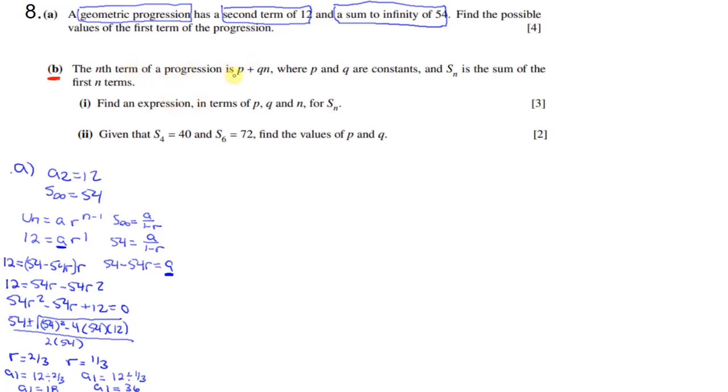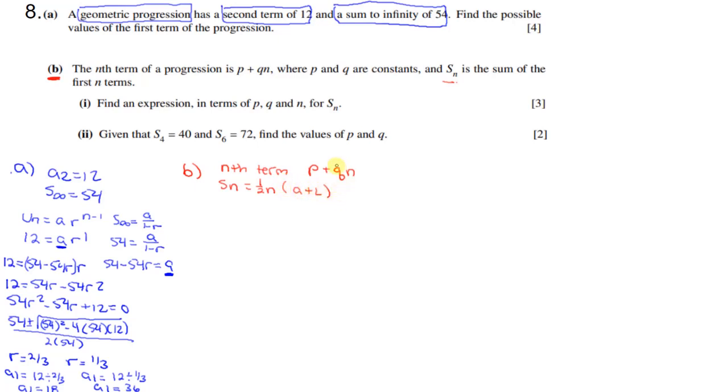Now for part B, we're switching gears, and it says that we've got this progression, and the nth term is p plus qn. And p and q are constants, and we want the sum of n terms. Okay, so let's go ahead and write down the formula for the sum of n terms, and let's do the first and the last one.